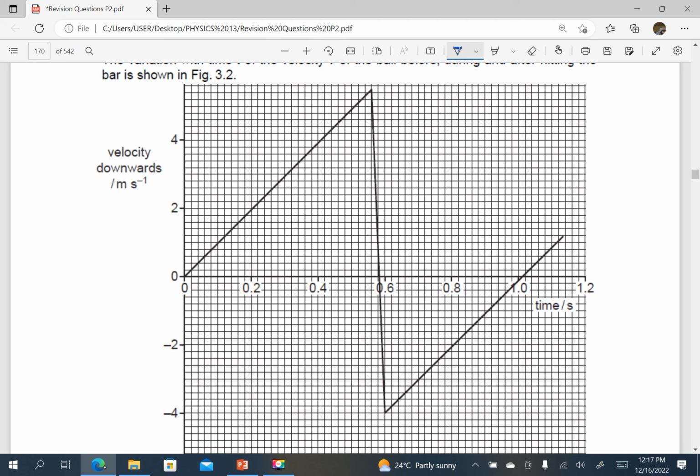So we see there is a time of contact where the velocity changes, that is between this value here and 0.6. This is the time of contact. The scale on the x-axis is 0.2 divided by 10, 0.02. One small square is 0.02, so these are 2. So the time of contact there is actually 0.04 seconds.